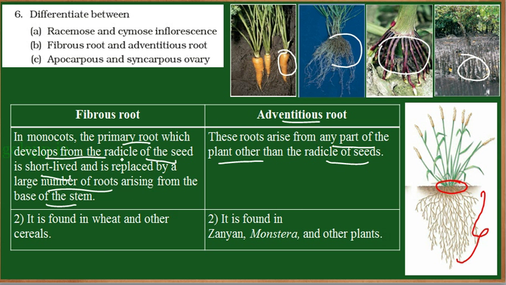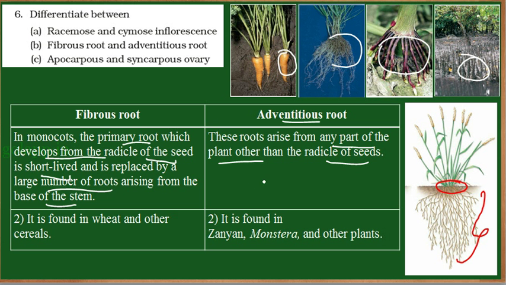Fibrous roots, they arise from the radicle of a seed. They are short-lived and they are replaced by many roots, and all these roots arise from the base of the stem. In adventitious roots, they are not the primary roots. They do not arise from the radicle of a seed. They arise from any other part. It can be leaf, it can be a shoot, it can be a modified shoot, modified root, but not from the radicle. So such roots are called adventitious roots.